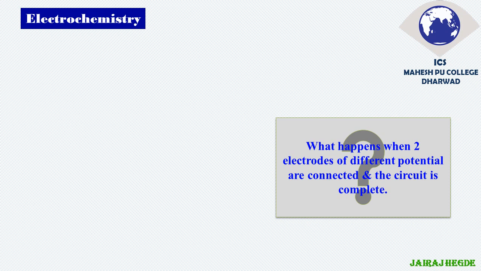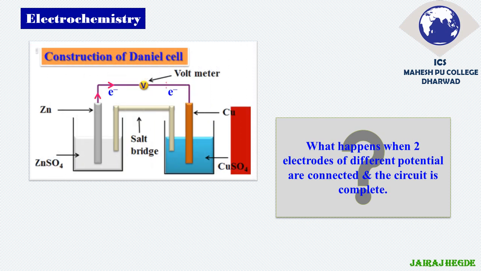What exactly happens when we connect two electrodes with different potential? And if we complete the circuit? We have had that doubt many times. Let us have an example of a Daniell cell. In the Daniell cell we have already seen earlier that zinc is an anode and copper is a cathode, and both have different electrode potential.